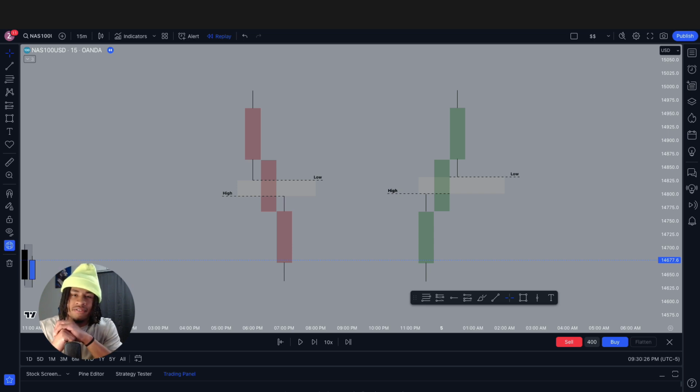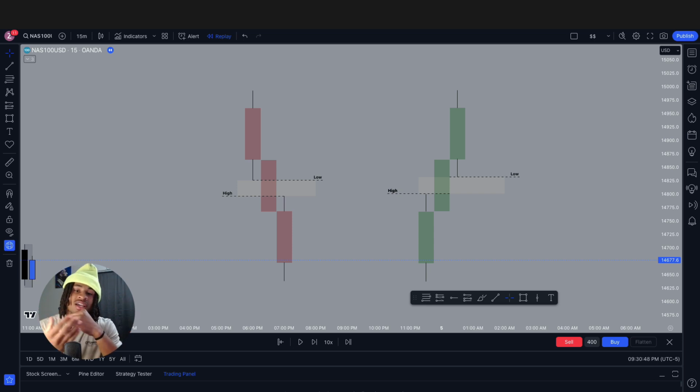So what is a fair value gap? To understand what a fair value gap is, we have to understand how price is supposed to be delivered. Price is supposed to deliver buy side as well as sell side efficiently. Buyers and sellers are supposed to be able to get into the market with the same amount of ease, but it's not always like that. And when it's not like that, we get inefficiencies.